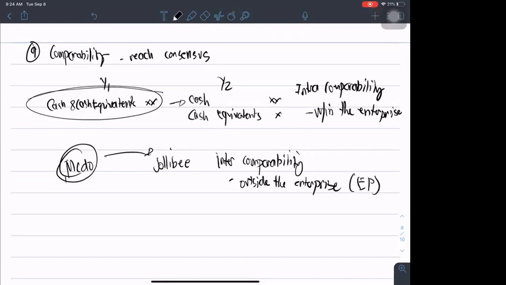Okay, so we just need to reach consensus as to one item so that we can compare it. If ever walang consistency, you cannot compare it, of course.